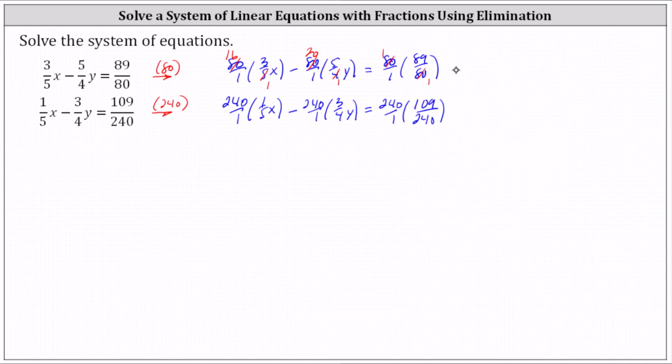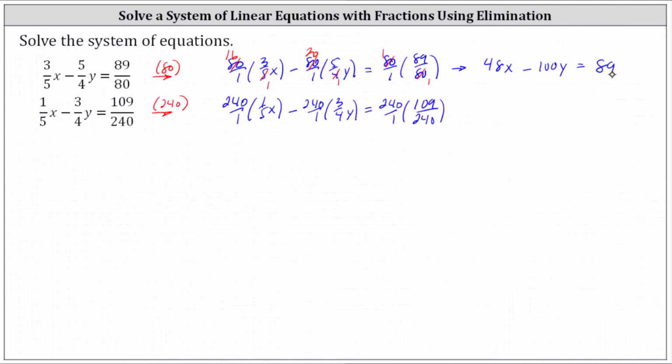And now we multiply, which gives us an equivalent equation without fractions. For the first product, we have 16 times 3x, which is 48x, and then minus 20 times 5y, giving us minus 100y, equals on the right, we have 1 times 89, which is 89.